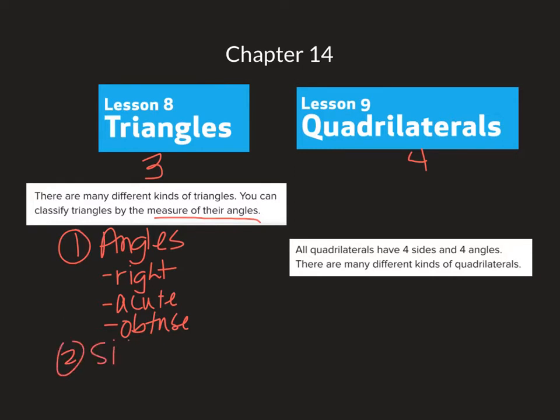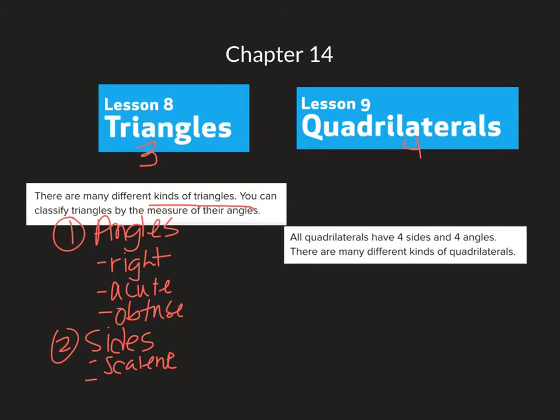That is by sides. So that's where we talk about scalene, which is triangles that have 0 sides that are the same length. Isosceles, which is 2 sides that are the same. And then equilateral, triangles that have all 3 sides the same. Okay, so there's 2 ways to classify them. Today we're talking about the angles.